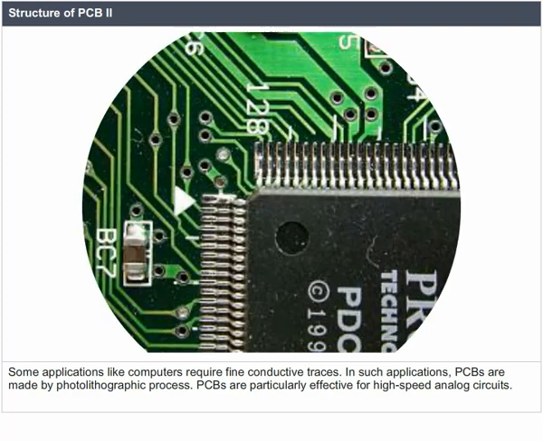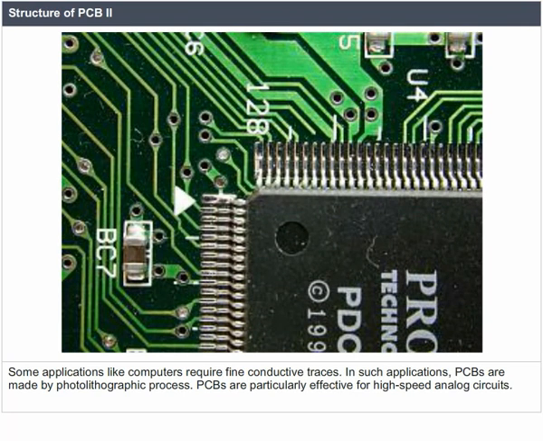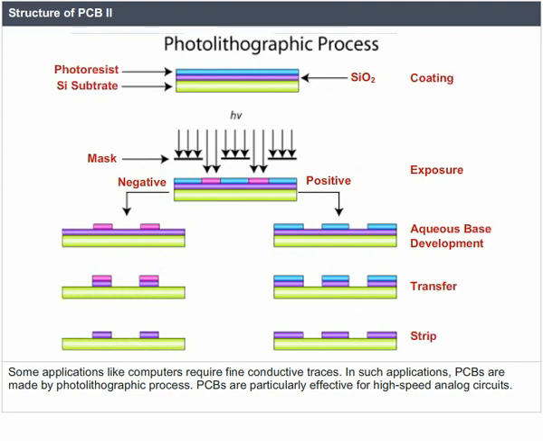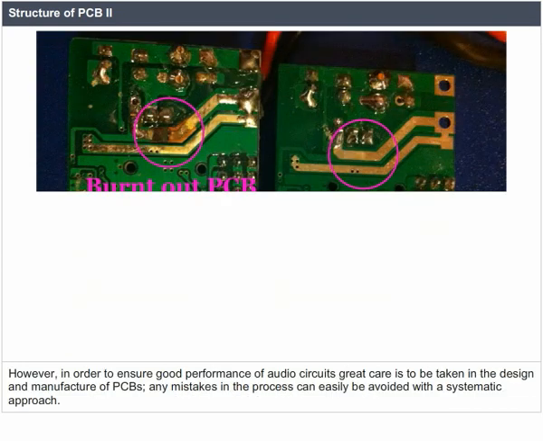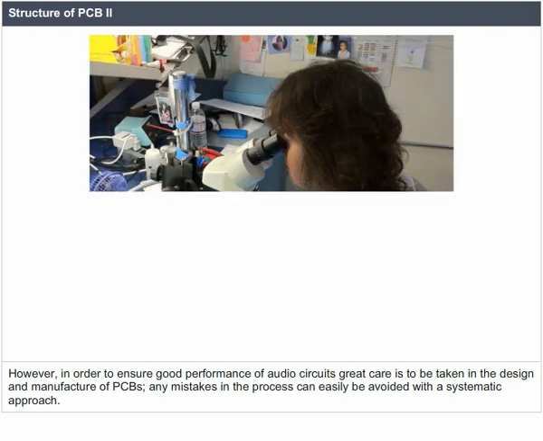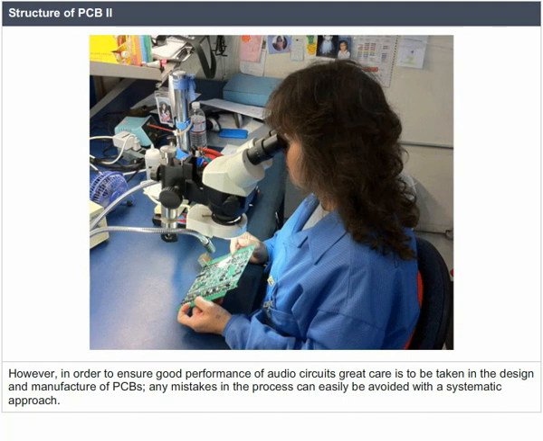Structure of PCB. 2. Some applications like computers require fine conductive traces. In such applications, PCBs are made by a photolithographic process. PCBs are particularly effective for high-speed analog circuits. However, in order to ensure good performance of audio circuits, great care is to be taken in the design and manufacture of PCBs. Any mistakes in the process can easily be avoided with a systematic approach.